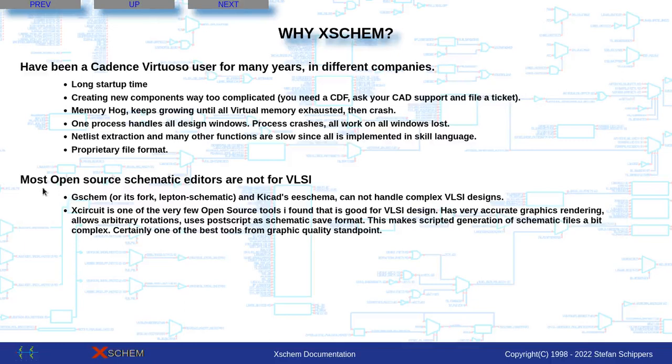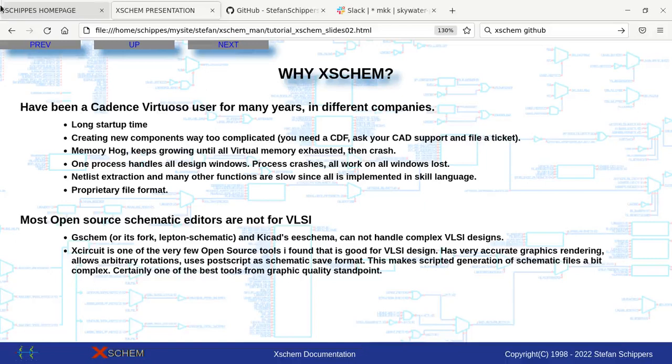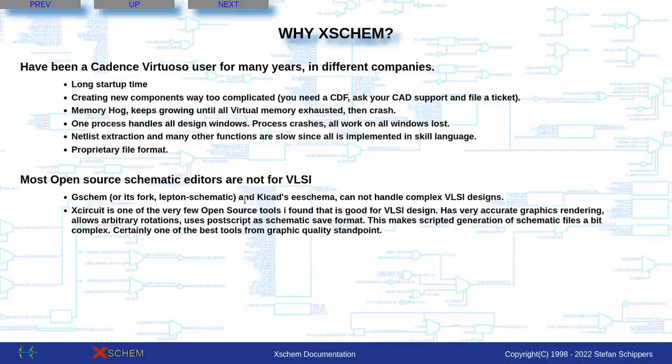And another reason for Xschem is that most free open source schematic editors today are not targeted for VLSI. For example, Geda or its fork Lepton schematic and KiCad Eeschema cannot handle very large designs. The only one I found which is able to handle VLSI design is XSCHEMATIC, and it has also probably the best graphic quality so far.